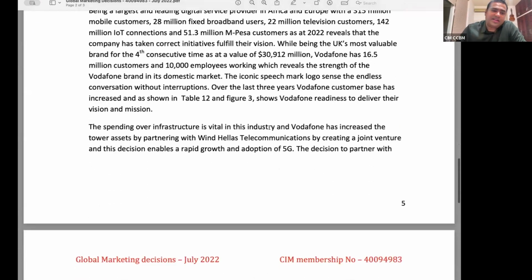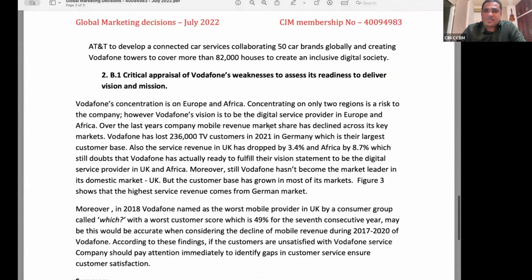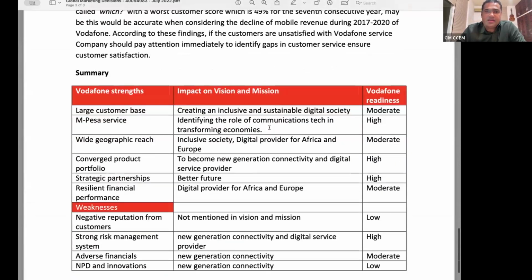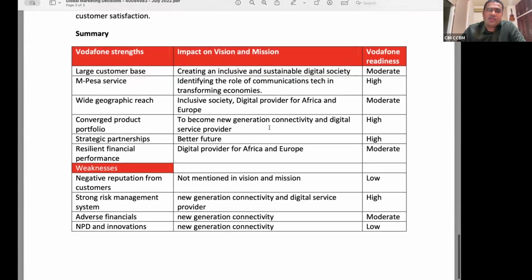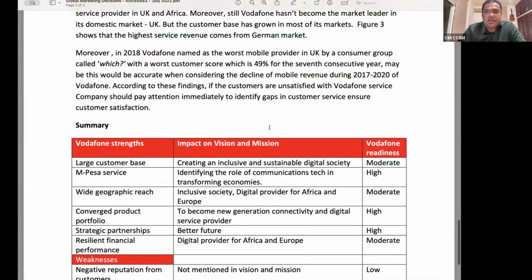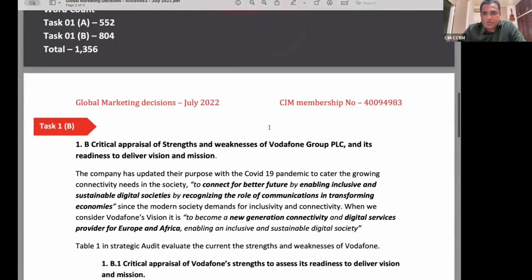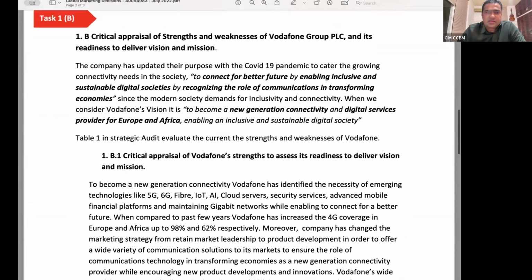Paragraph format. So that is also a way you can answer this question. More of a paragraph form, right? And then a summary of it at the end takes into account the strengths and weaknesses, impact on vision and mission, and some level of rating, right? So that's one way to do it. I'm showing you many ways to do it. If you can read this, you can find the best method you want to use.